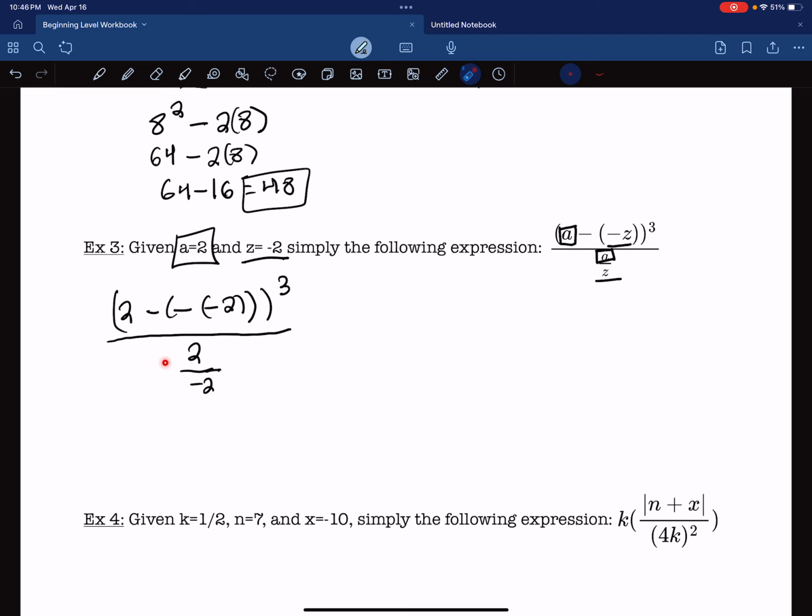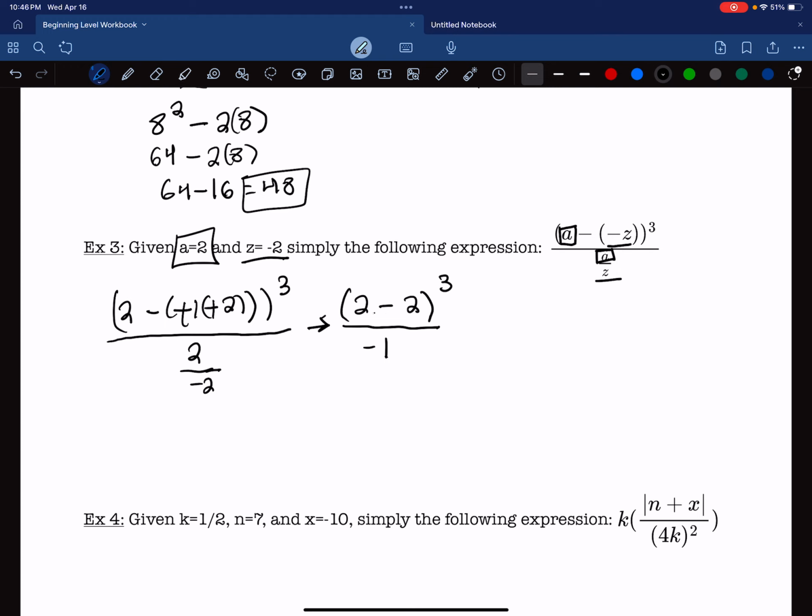And then we can also simplify this 2 over negative 2 while we're at it in the first step. So we have 2 minus, and we have a negative times negative, because you can think of this as like a negative 1. So these become a positive. So we really have 2 minus 2, because this 2 becomes a positive. We have 2 minus 2, and then we're going to cube that. And then 2 divided by negative 2 is negative 1.